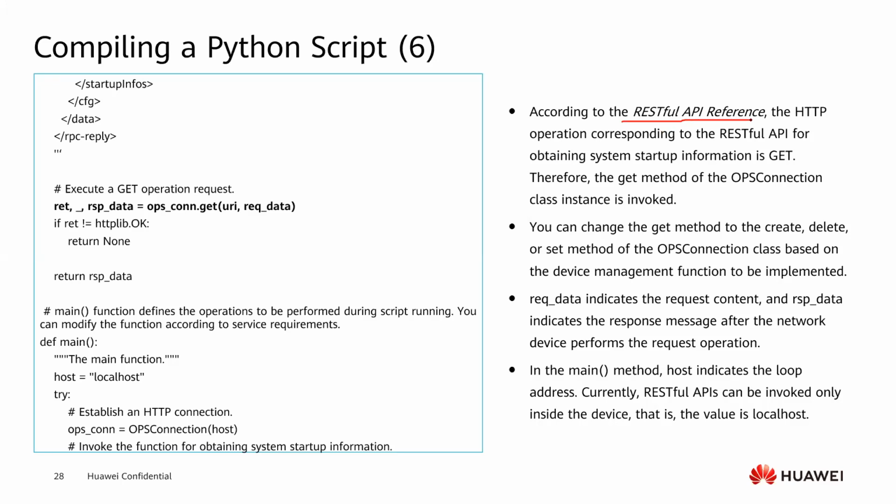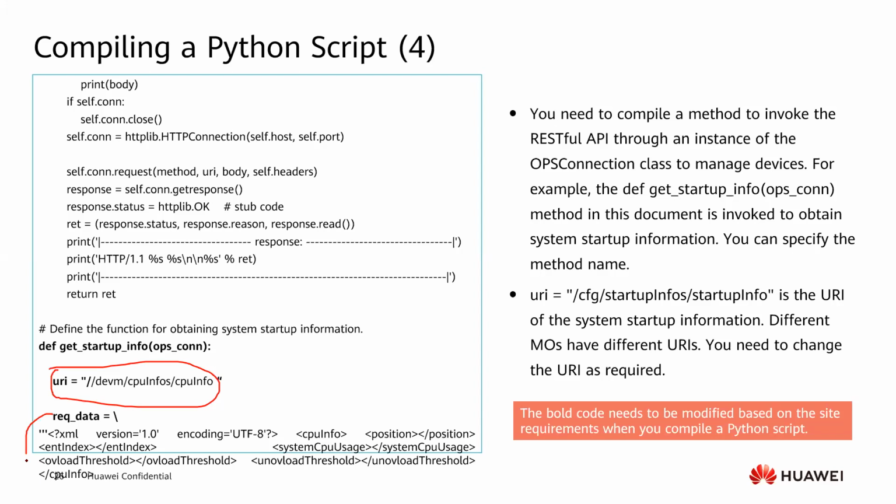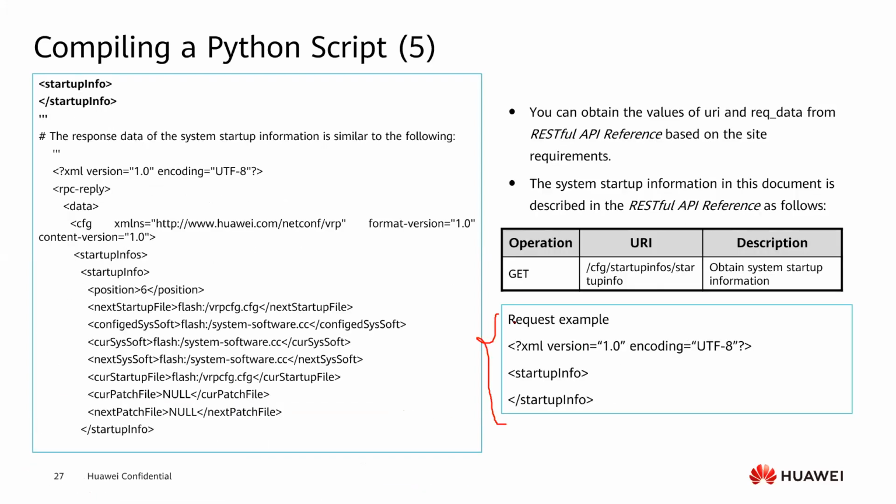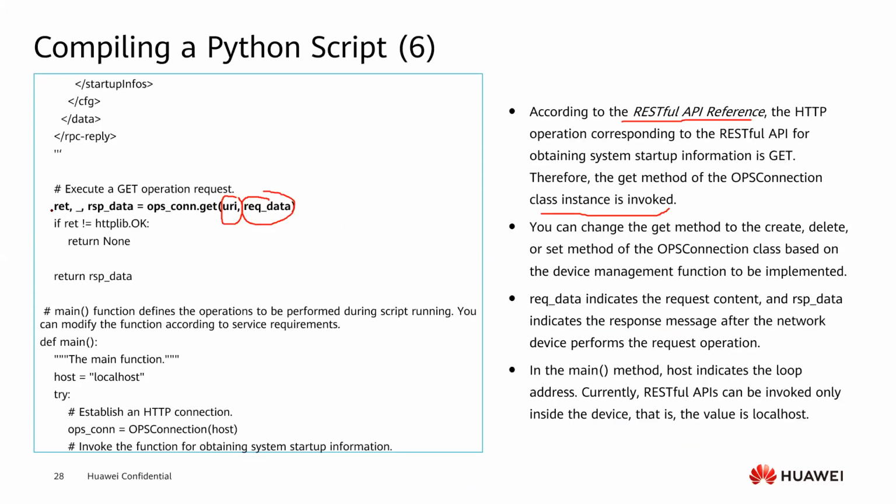According to the RESTful API reference, the HTTP operation corresponding to the RESTful API for obtaining system startup information is get. Therefore, the get method of the OPS connection class instance is invoked. You can see the parameters here, URI and request data. The URI is equal here, and the request example is here. You just input the corresponding parameters. It's enough, and you can change the get method to the create, delete, or set method of the OPS connection class based on the device management function to be implemented.